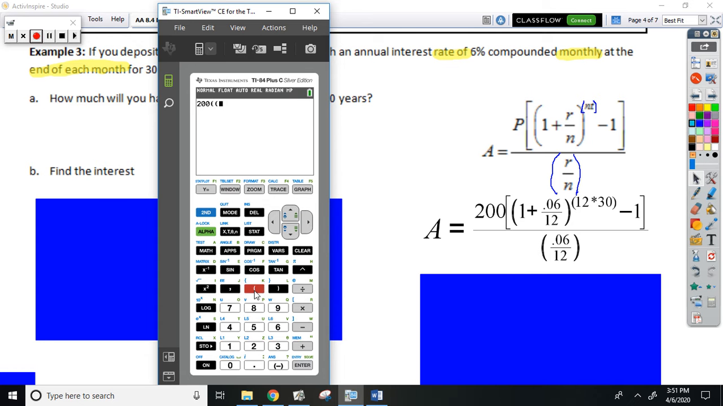So 200, 2 parentheses in our graphing calculator, 1 plus 0.06 divided by 12. Close our parentheses, use your caret button, 12 times 30. Close the parentheses and arrow over to get out of there, exponent spot, then put your minus 1. Close that big parenthesis and divide by the denominator, which is 0.06 divided by 12. And we should get 2,903.01.